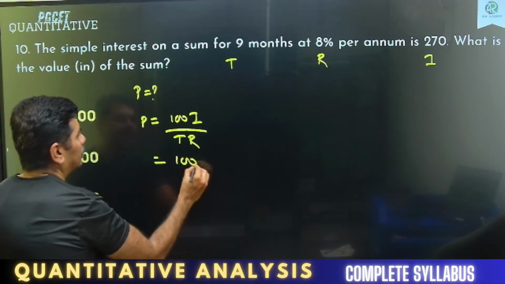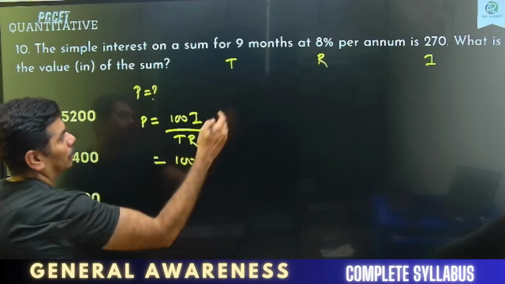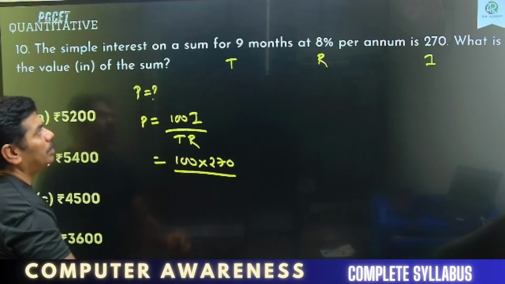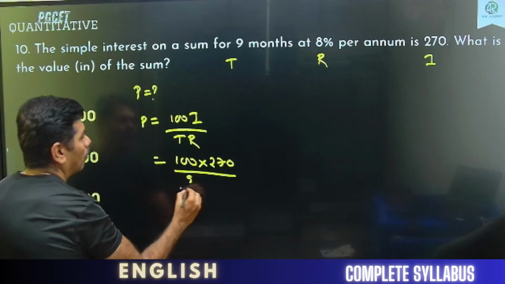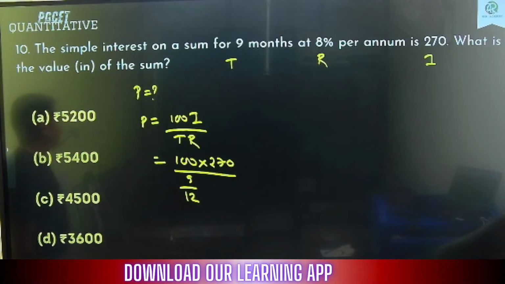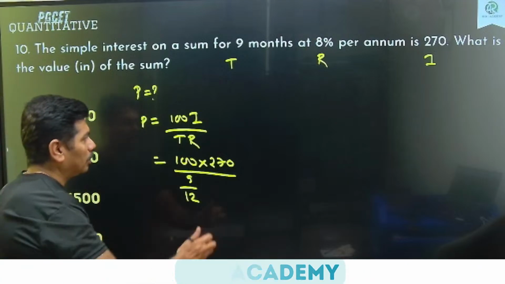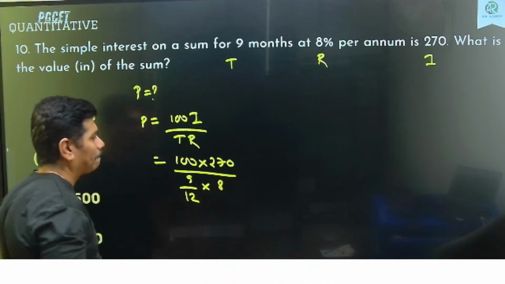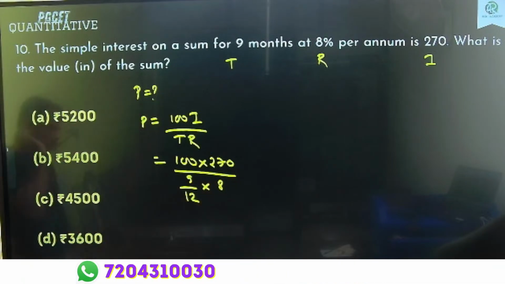So simply this is 100 into I is 270, divided by T is 9 months, that means 9 by 12 years. 9 by 12 years means 9 months, into rate of interest is 8. Now you got to simplify this.